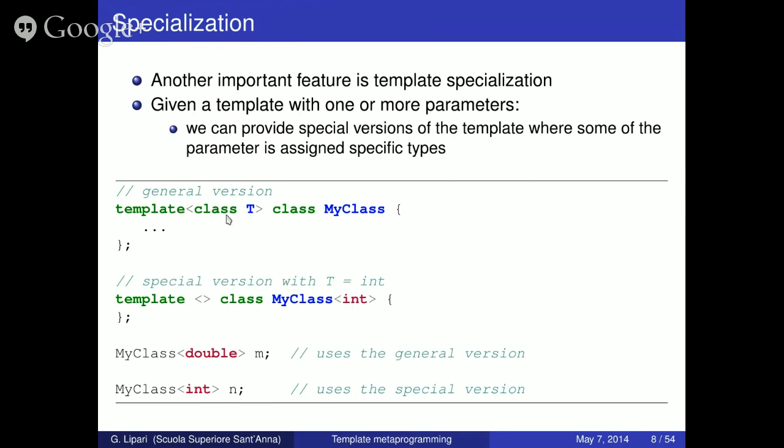The first version is general and uses general techniques. When you write this, it is going to use the general version of the template. When you write my class of int, this is going to use the specific version you provided. This is called template specialization.